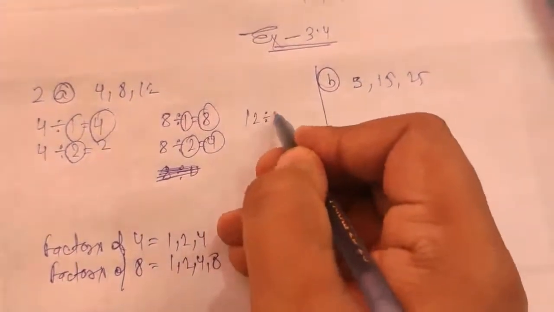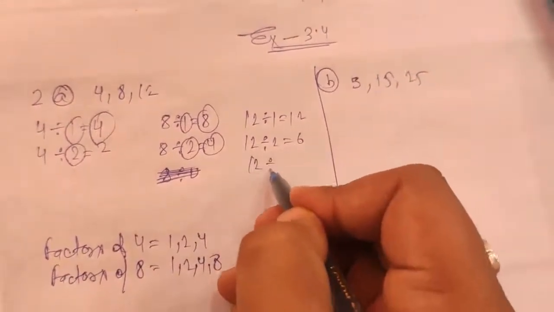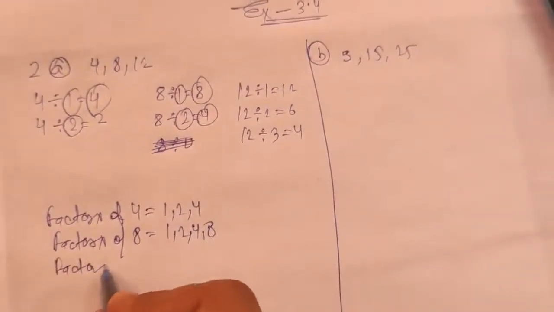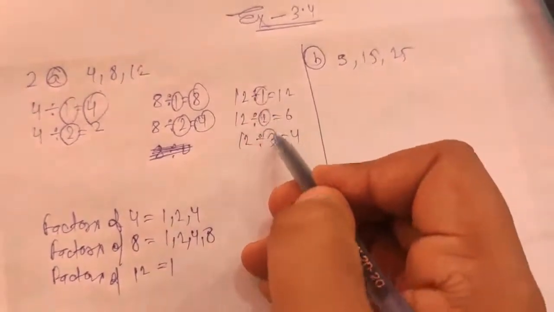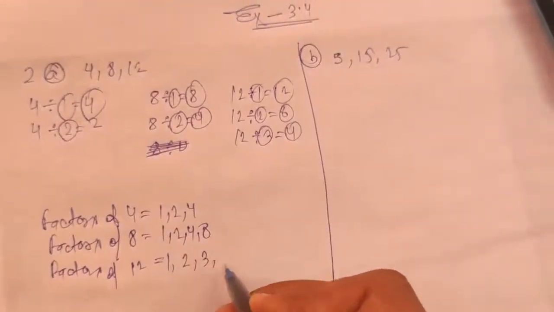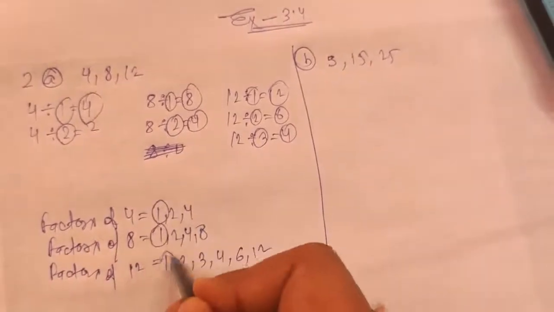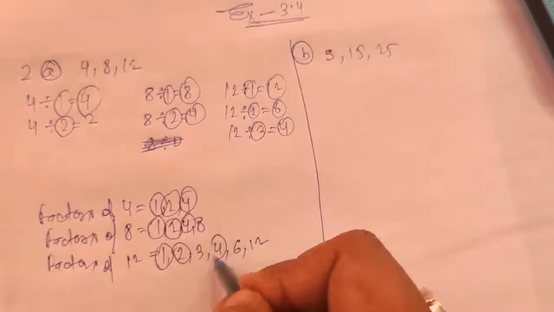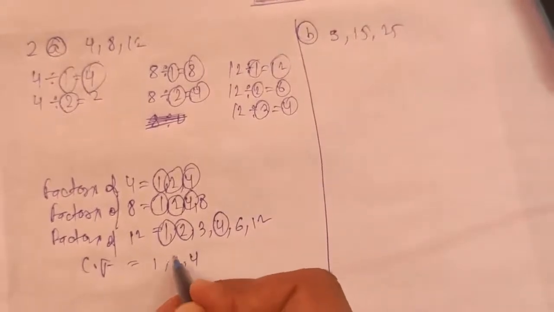Then the factors of 12: 12 divided by 1, then 12 divided by 2 is 6, then 12 divided by 3 is 4. Now the factors of 12 are 1, 2, 3, 4, 6 and 12. So we will write 1, 2, 3, 4, 6 and 12. Now the common factors you can see are 1, 2 and 4. So the common factors are 1, 2 and 4.